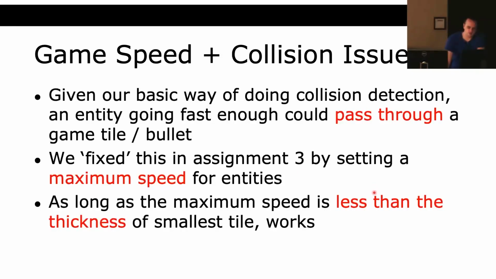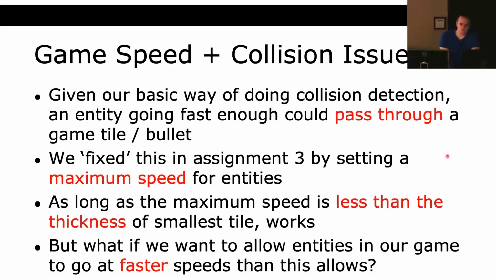As long as the maximum speed is less than the thickness of the smallest tile, then this works fine. This might be janky, but it works, right? But what if we wanted our bullets or entities in the game to actually be able to go faster than that? We have a bullet. I don't want it to be a hit scan instantaneous bullet, but I want it to be really fast, like get through the screen in maybe half a second. And in order to do that, it's got to go further than the width of a tile every time I render. And that's just it.